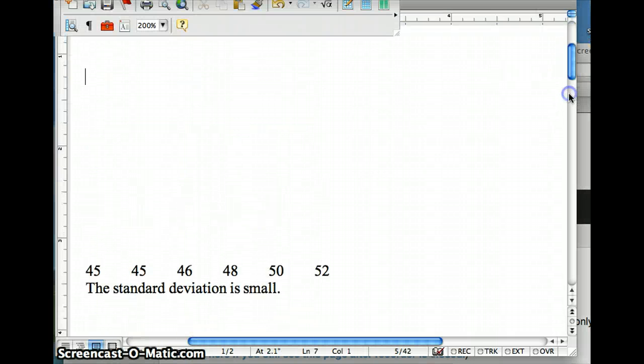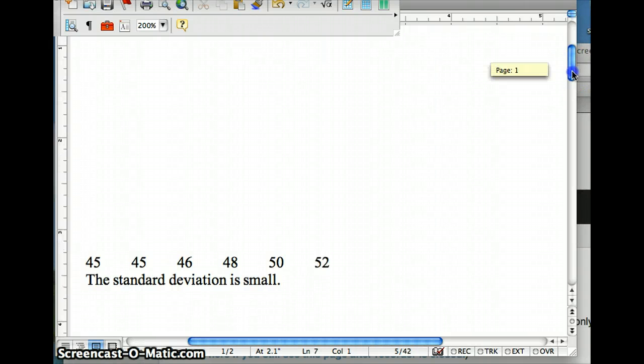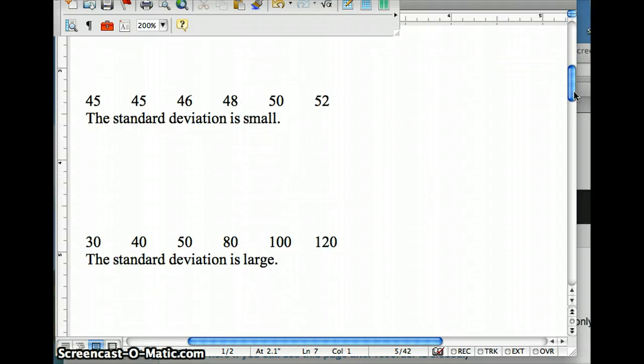For example, if I'm looking at the data set 45, 45, 46, 48, 50, 52, those numbers are all relatively close to each other, and therefore they're relatively close to the mean, in which case the standard deviation would be small. But this set of numbers, 30, 40, 50, 80, 100, 120, are much more spread out. So that's a way for us to examine the behavior of a data set by looking, generally speaking, how close the numbers are packed together or how spread out they are. And to do that, we're going to take a look at the standard deviation.